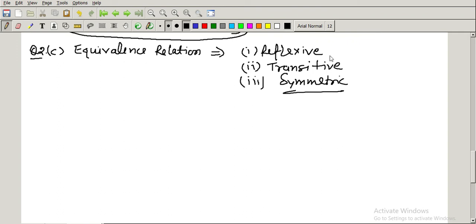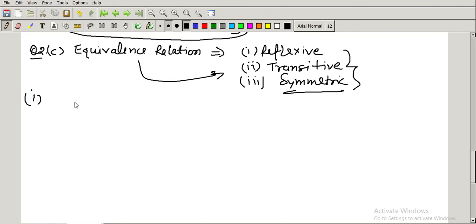ठीक है, तो रिफ्लेक्सिव, सिमेट्रिक और ट्रांजिटिव या रिफ्लेक्सिव, ट्रांजिटिव, सिमेट्रिक अगर कोई रिलेशन है तो हम कहेंगे कि ये आपका इक्विवेलेंस है, राइट? सो हम इसको प्रूफ करें, राइट? क्योंकि क्वेश्चन में कहा है आपसे A माइनस बी इवन है, राइट? तो हम पहला केस देखते हैं.